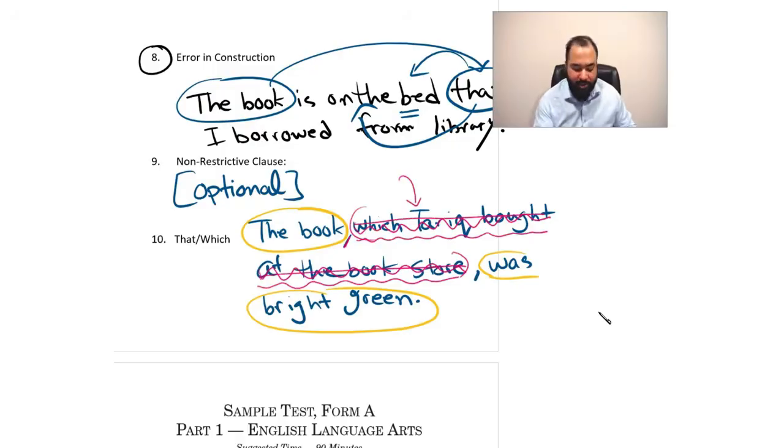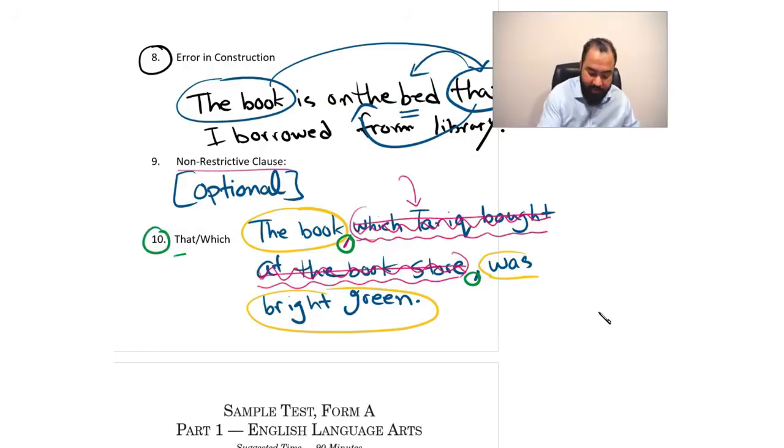That part is called a non-restrictive clause. It means you can remove it and the sentence will still make sense. When you have a non-restrictive clause, it starts with a comma and it ends with a comma. So it has to be in between two commas. Now that brings me to the next part, that and which.